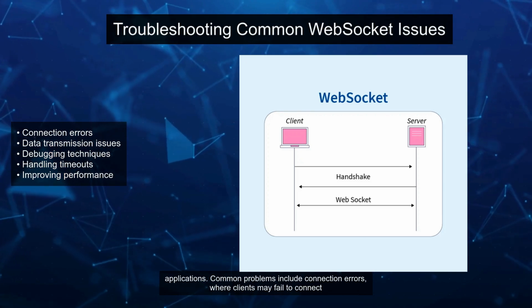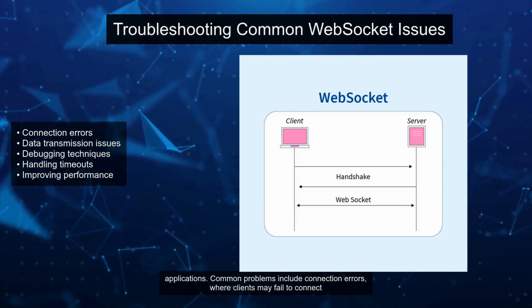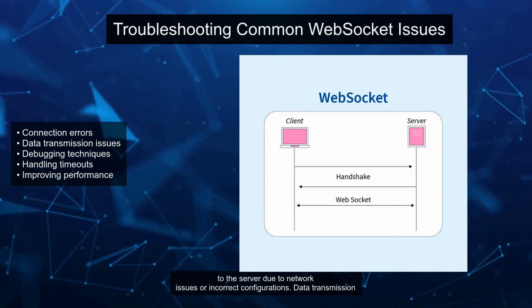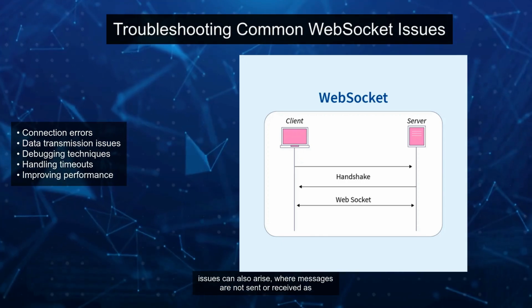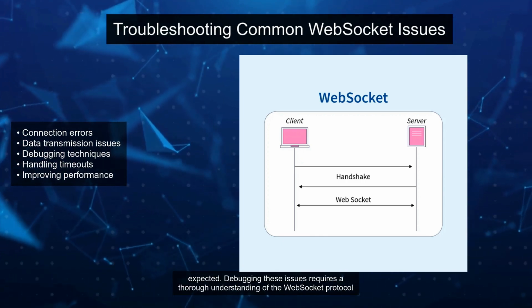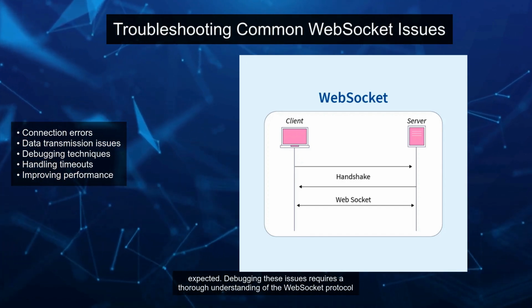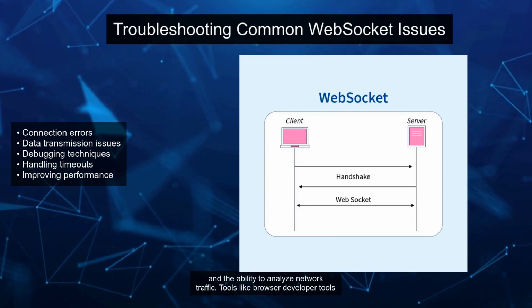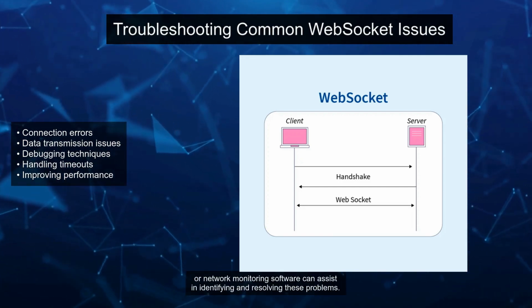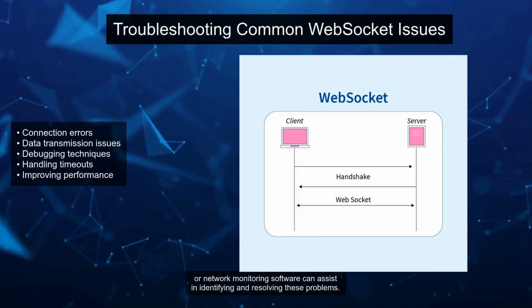Common problems include connection errors, where clients may fail to connect to the server due to network issues or incorrect configurations. Data transmission issues can also arise, where messages are not sent or received as expected. Debugging these issues requires a thorough understanding of the WebSocket protocol and the ability to analyze network traffic. Tools like browser developer tools or network monitoring software can assist in identifying and resolving these problems.